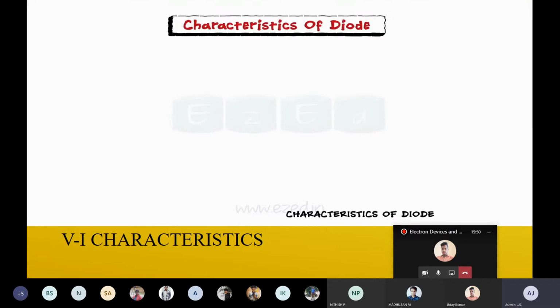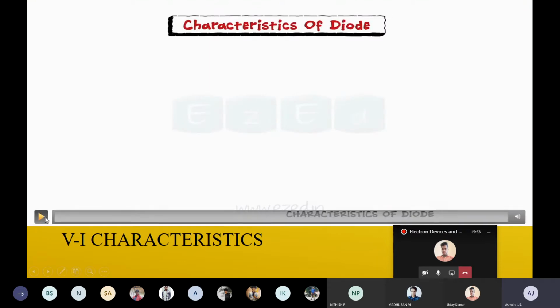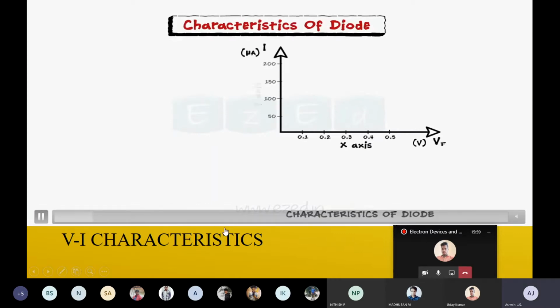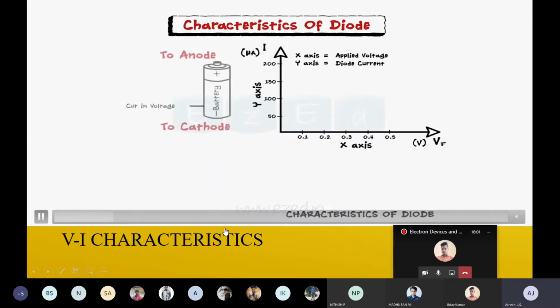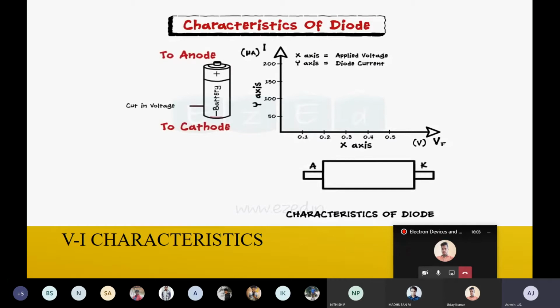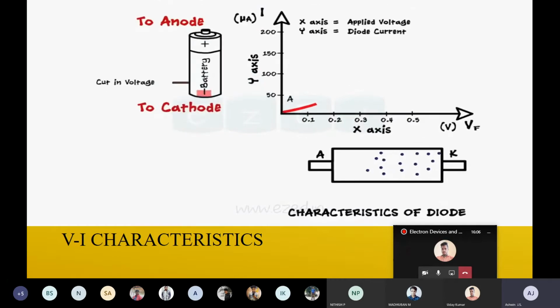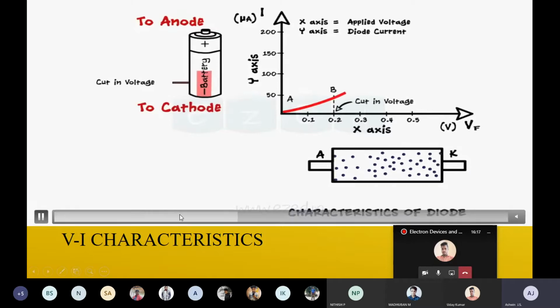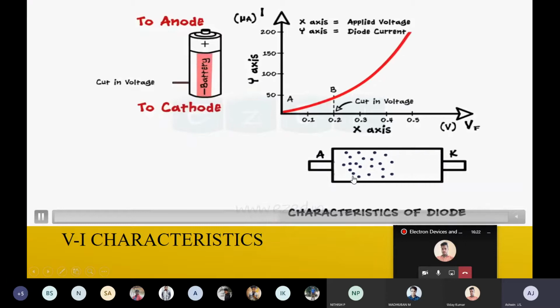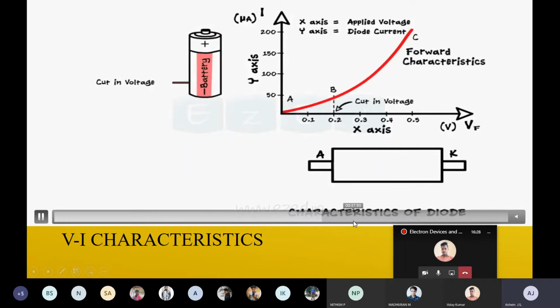And we see the VI characteristics. During the forward bias, initially, if I am giving less than the cut-in voltage, the current will be very less. Once I cross the cut-in voltage, the current increases drastically. This is what they are representing using the animation. Once the cut-in voltage is crossed, the movement of electrons increases. You can see it's more, so it represents that the current is more.